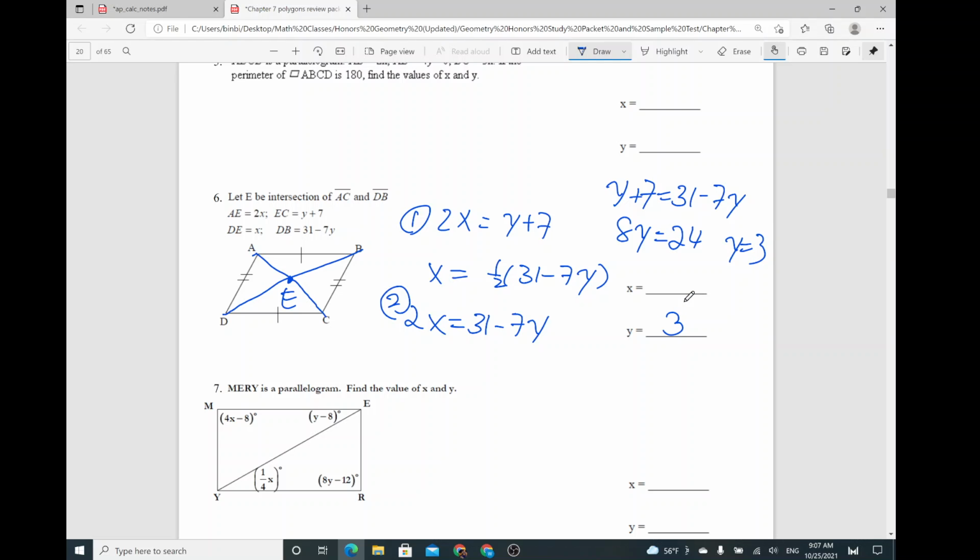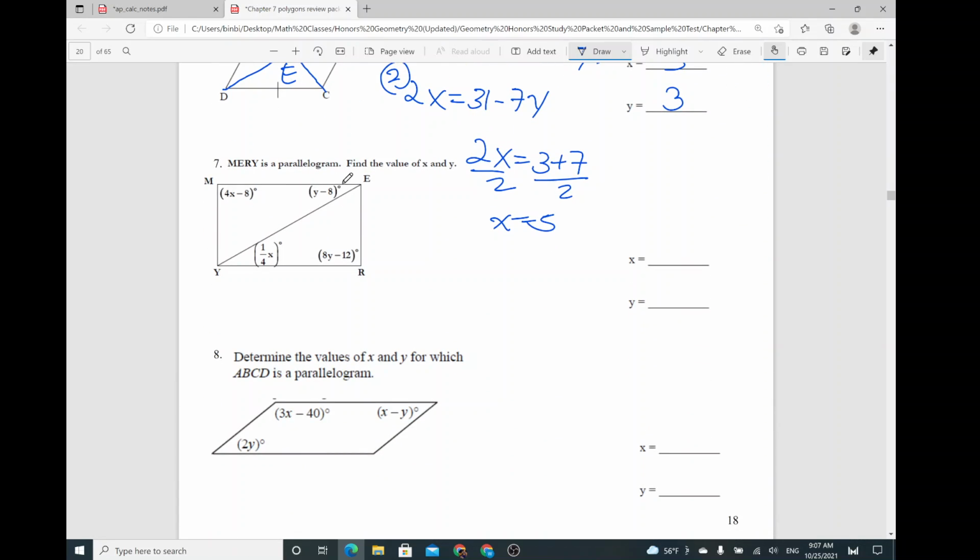And then solve for x by plugging the number back into the first equation. So 2x equals 3 plus 7, so 10 divided by 2. So x equals 5. Again, pretty simple.